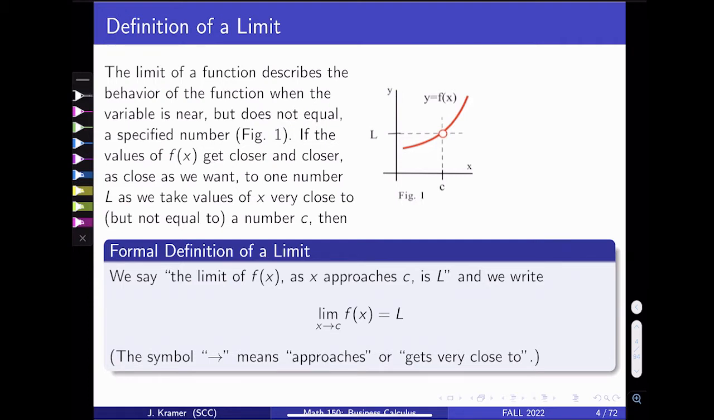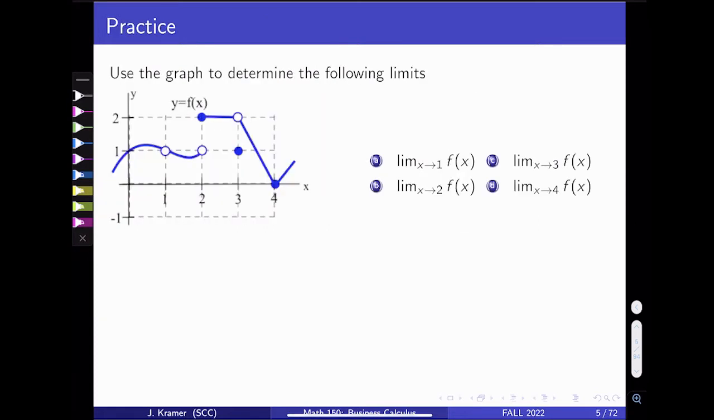So the idea here is we'll move closer and closer to c from the left and from the right along the graph, and those values will approach L. Notice that the function does not have to be defined to have a limit. Let's use the graph to determine the following limits.